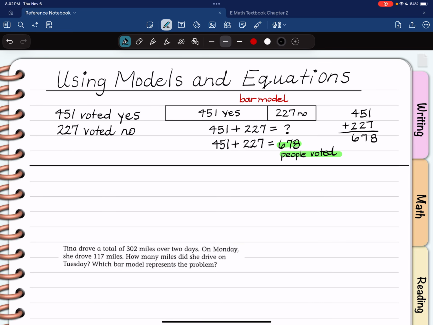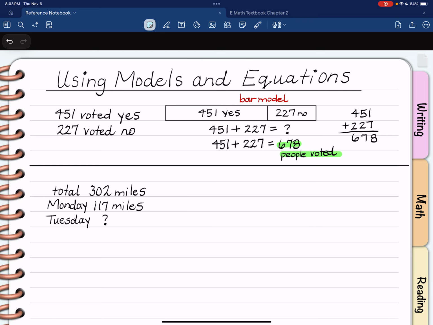So we know that she drove a total of 302 miles. So let's write that down. I want you to write that with me. We know that on Monday, she drove 117 miles. And the question is, how many miles did she drive on Tuesday? That is the unknown amount.